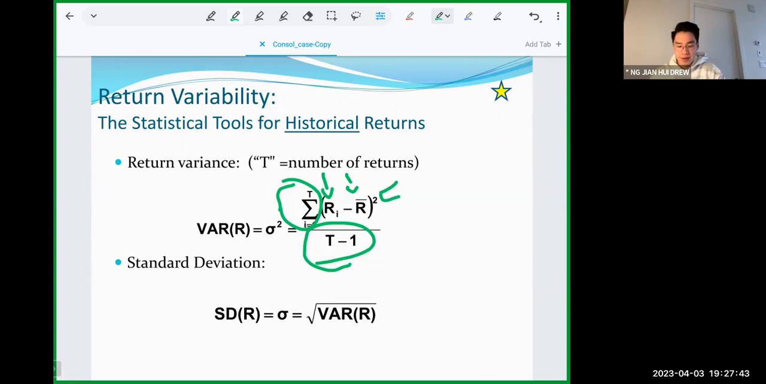So maybe you're not too sure, but the idea of t minus 1 is that there's this thing called df, which is degree of freedom. So what does this mean? It means that the degree of freedom is this example here. Okay, let me just give you an example. This is just for general knowledge for you to understand why t minus 1.